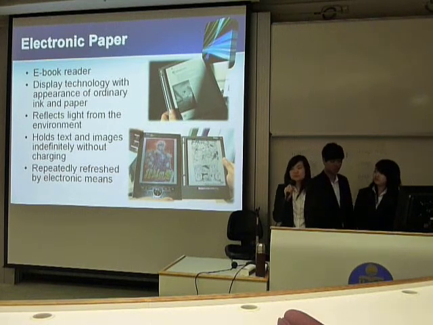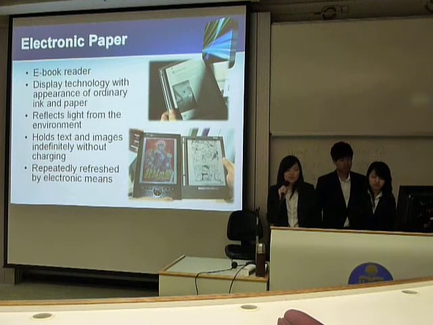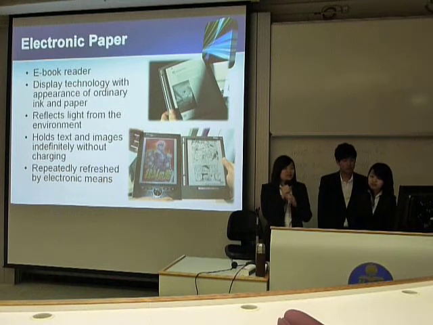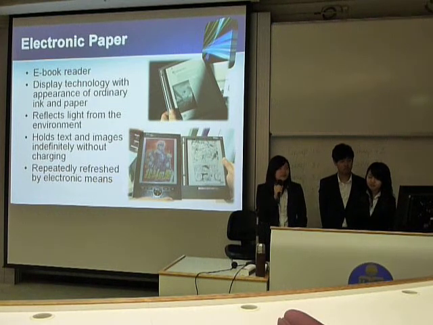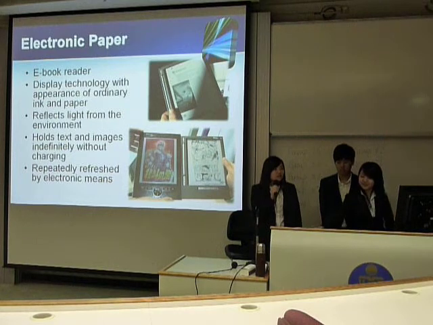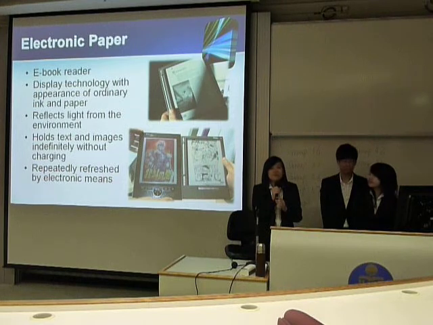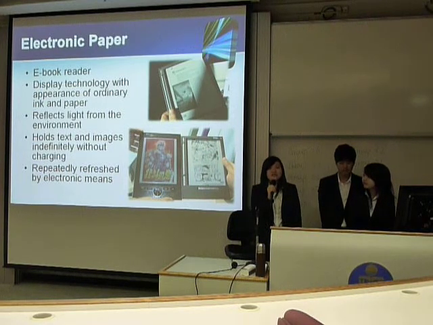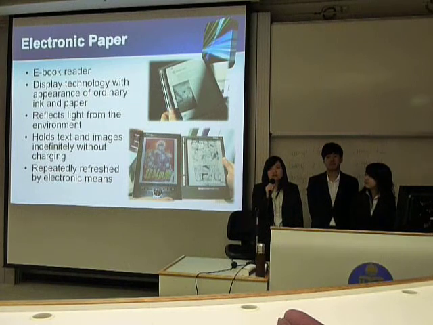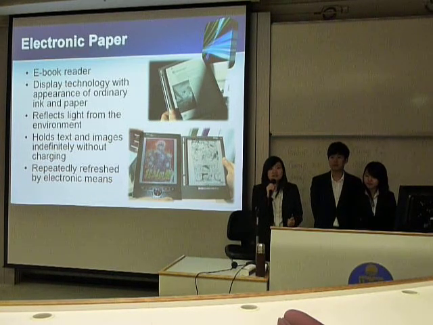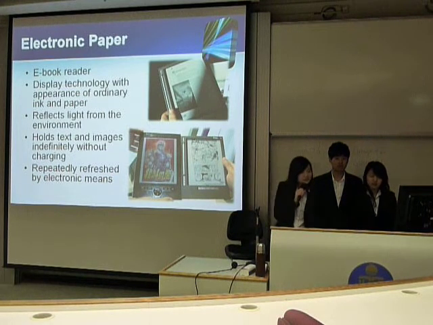After learning how the printed book is digitalized into the e-book, now we are going to talk about the e-reader, electronic paper. It is a display technology that imitates the appearance of ordinary ink on paper. And unlike the conventional flat panel display, it reflects light from the environment instead of having backlights to illuminate the pixels. It can hold text and images indefinitely without drawing any electricity. Also, it can be repeatedly refreshed by electronic means.